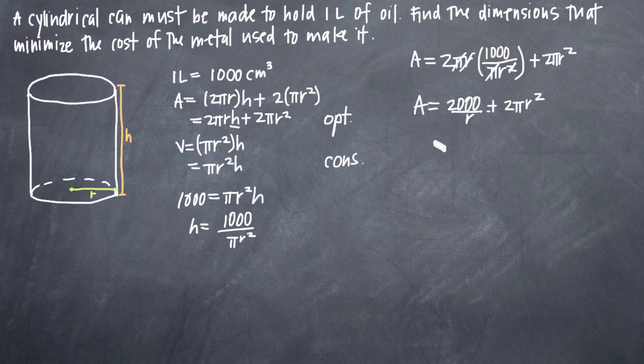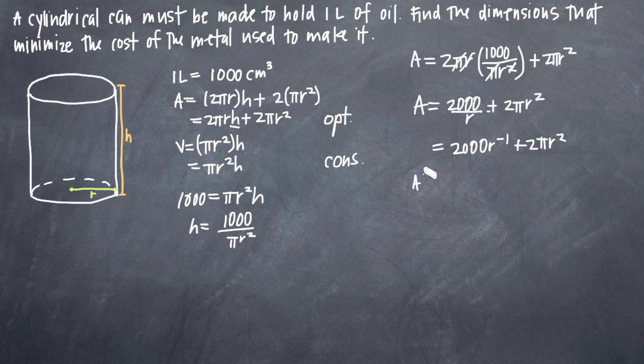So let's go ahead and make this a little bit easier on ourselves. We'll call this 2000 r to the negative 1. Remember that we can move a variable from the denominator to the numerator just by changing the sign of the exponent from a positive to a negative. So 2000 r to the negative 1 plus 2 pi r squared. If you're not comfortable doing this, you can obviously use quotient rule to figure this out.